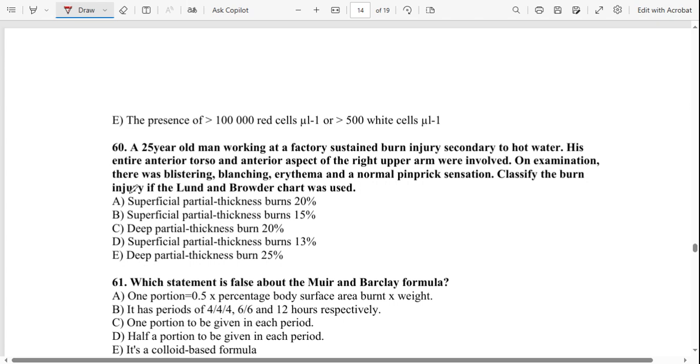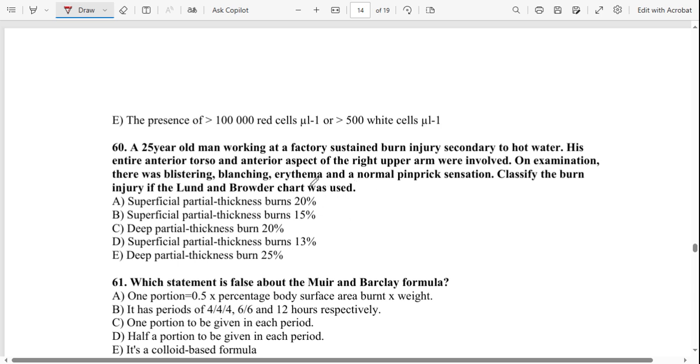This is surgery. A 25-year-old man working at a factory sustains a burn injury secondary to hot water. His entire anterior trunk and the anterior aspect of the right upper arm were involved. On examination, there was blistering, blanching, and erythema, and a normal pinprick sensation. Classify the burn injury if the Lund and Browder chart was used.